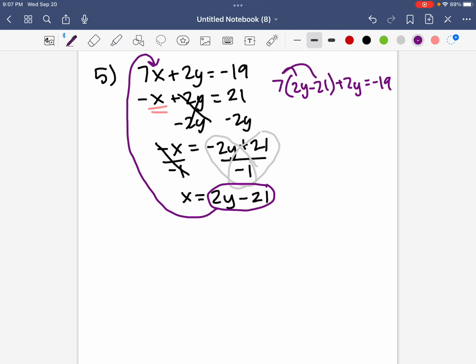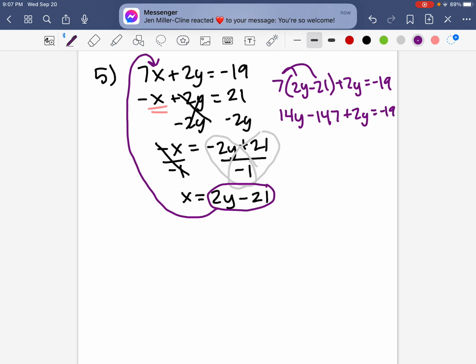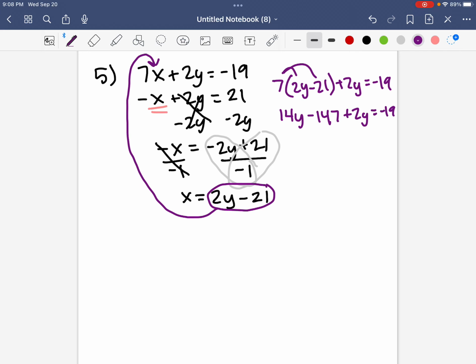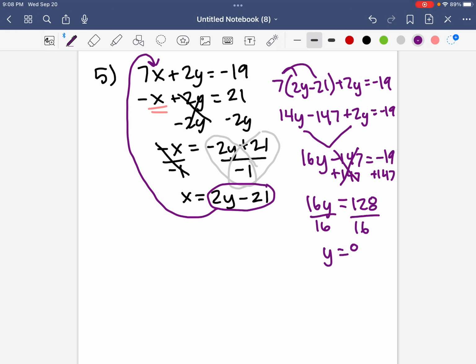From here, I'm going to distribute the 7. 14y minus, let's see, that'll be 14, that'll be 7, so 147, plus 2y equals negative 19. Now, I have y's on the same side of the equal sign, so I'm going to combine those to get 16y minus 147 equals negative 19. Then I add the 147. That makes 0. So it's 16y is equal to 128. Divide both sides by 16. y equals 8.